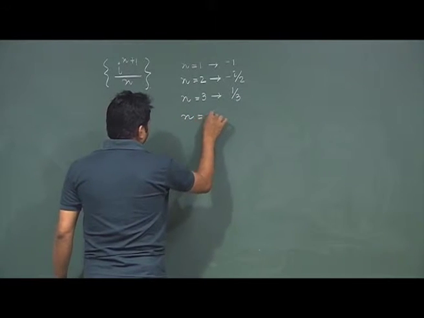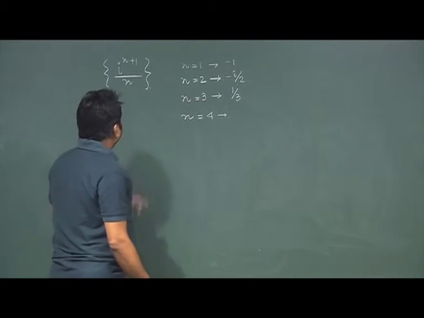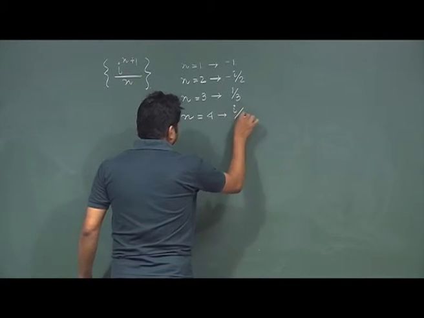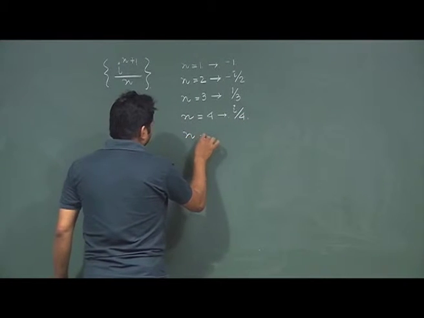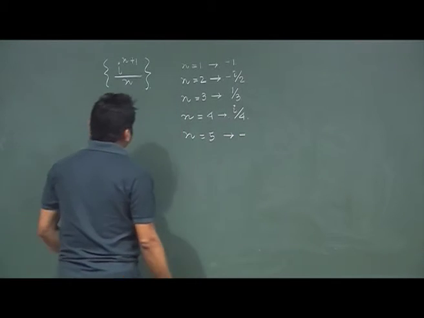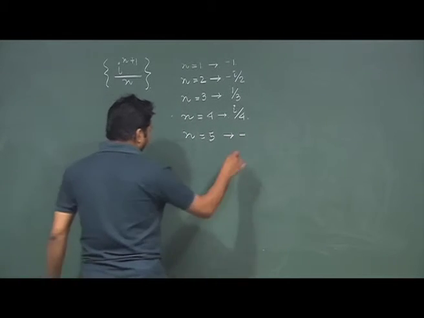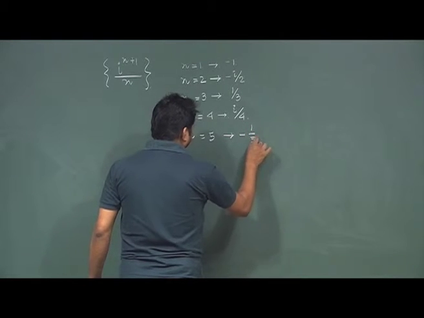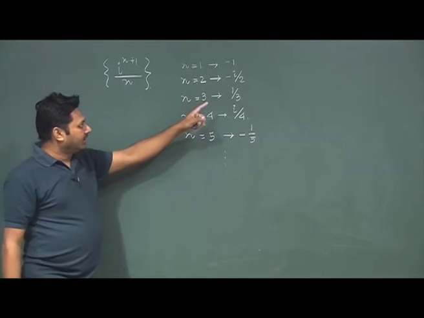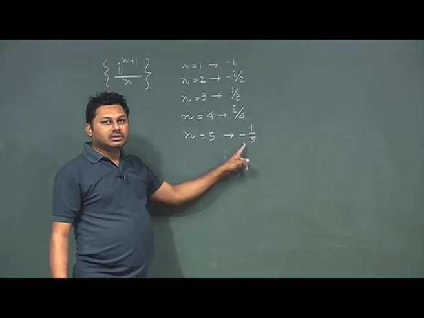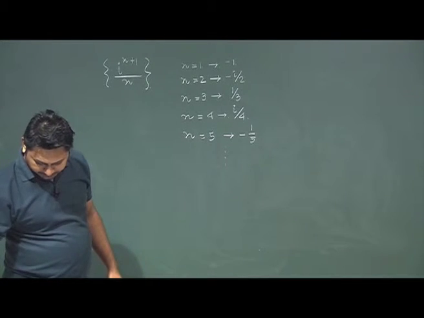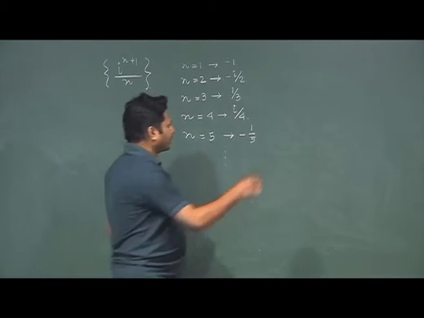N equal to 4, I have i by 4. N equal to 5, I have minus 1 by 5, and so on. This is the pattern, the way this term is changing. Now if I want to put that, let me put the coordinate.